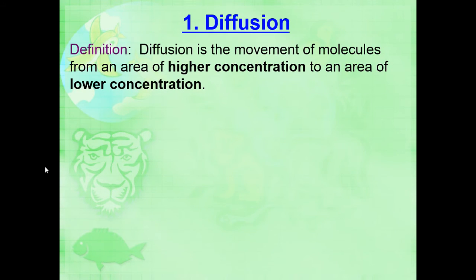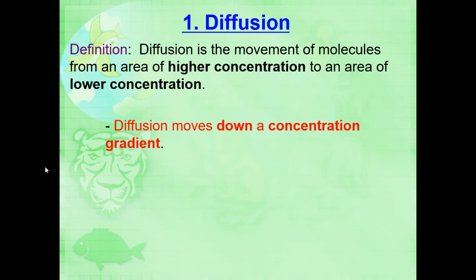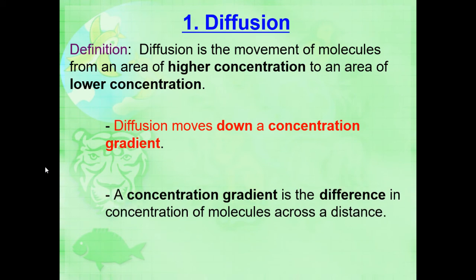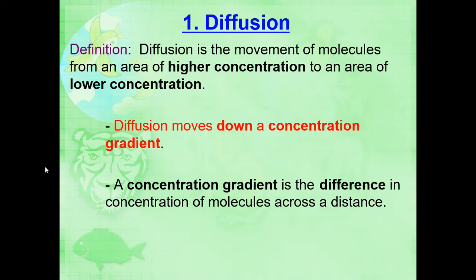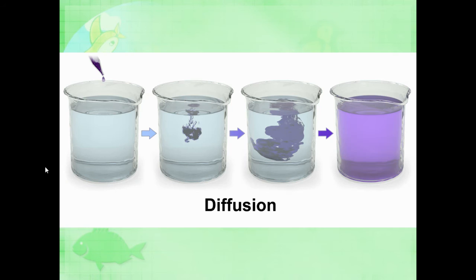Now, diffusion by definition is the movement of molecules from an area of higher concentration to an area of lower concentration. Diffusion is going to move down a concentration gradient. If you don't know what a concentration gradient is, that is the difference in concentration of molecules across a distance. Diffusion is going to require no energy because it is a form of passive transport.